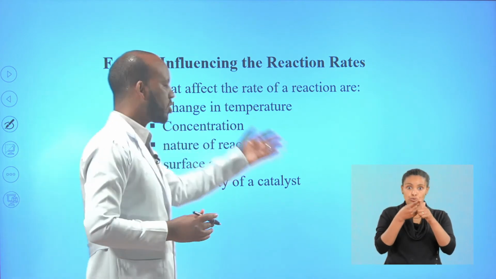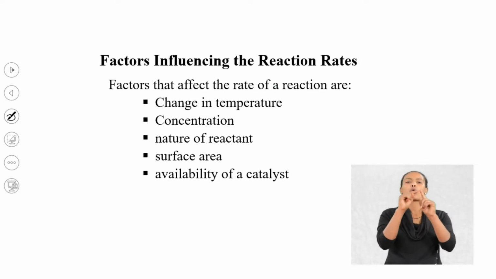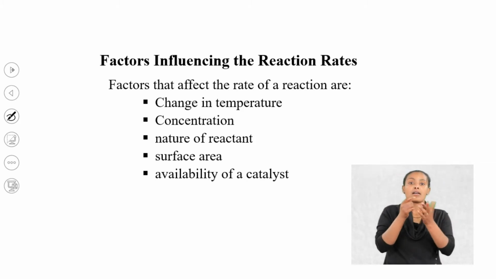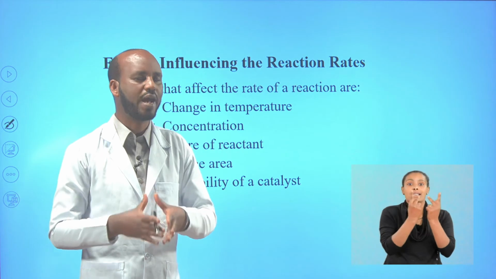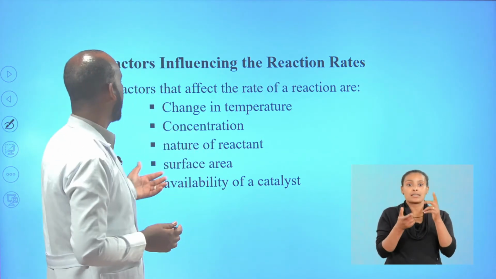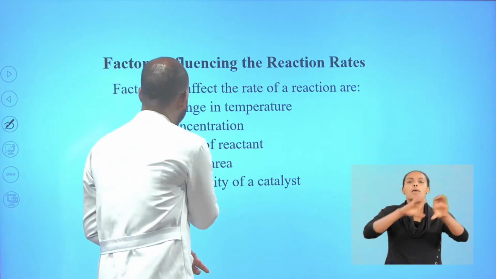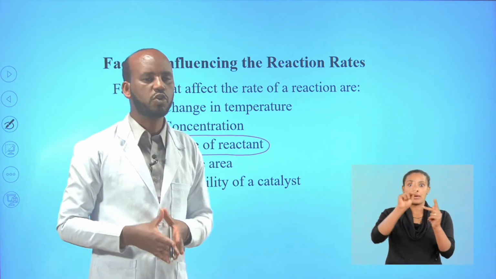2, concentration. We know that rate of the reaction is directly proportional to concentration of the reactant. When concentration of a reactant increases, rate of the reaction increases, because more reacting particles can collide, can contact. 3, nature of the reactant. This is chemical behavior of reacting particle, reacting substance.